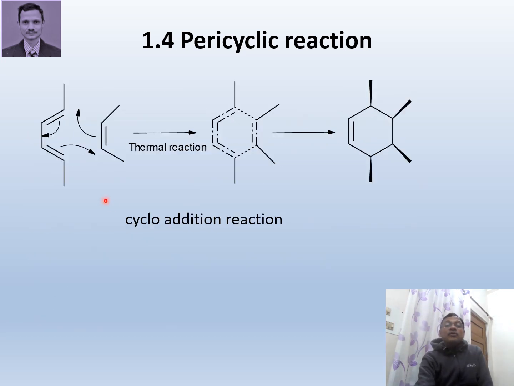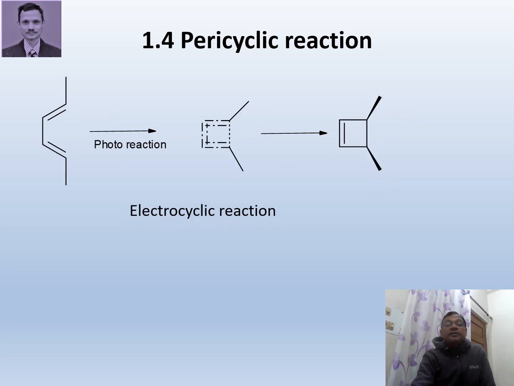So this is the example of cycloaddition in which the butadiene interacts with the olefin compound through thermal reaction and generates a 6-member transition state, which later on generates the cyclohexene derivative. Similarly, electrocyclic reaction in which this butadiene, through photoreaction, generates a cyclic 4-member transition state, which later on is converted to the product cyclobutene.